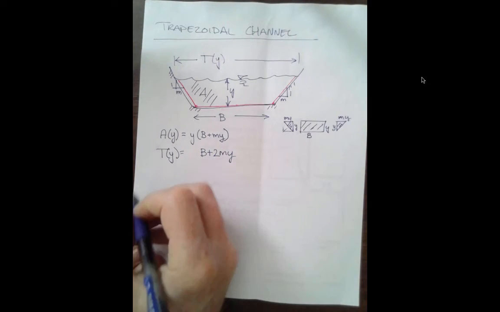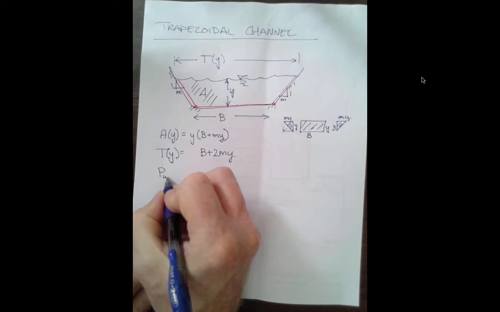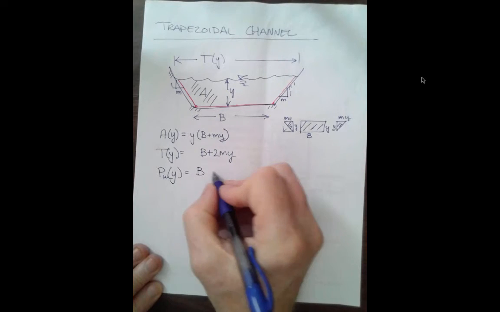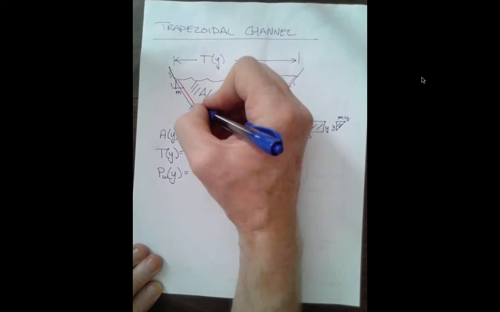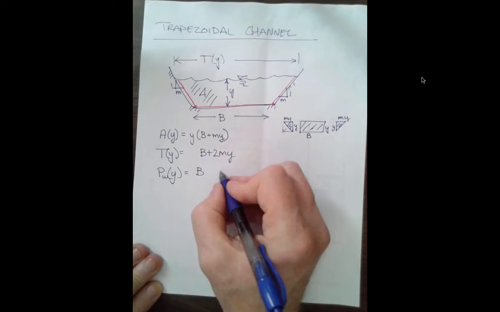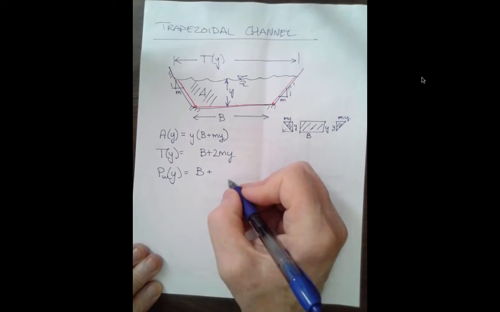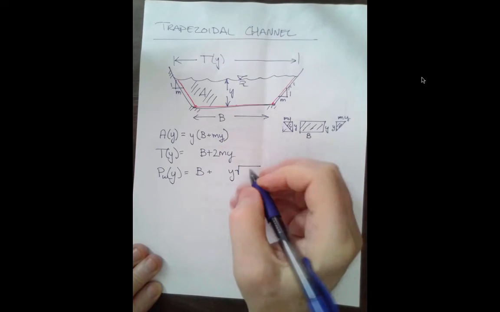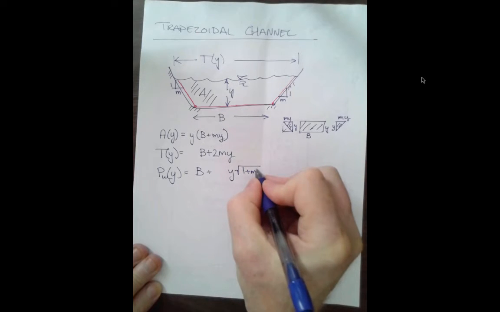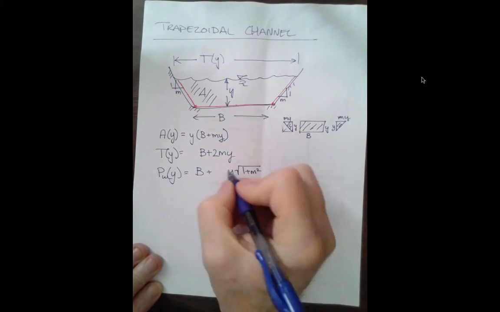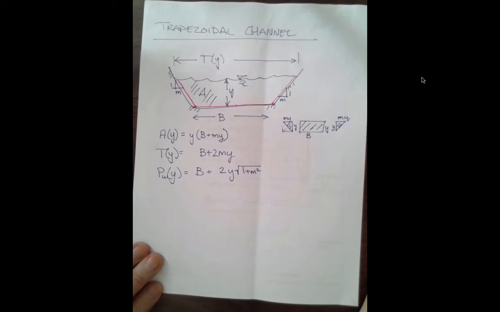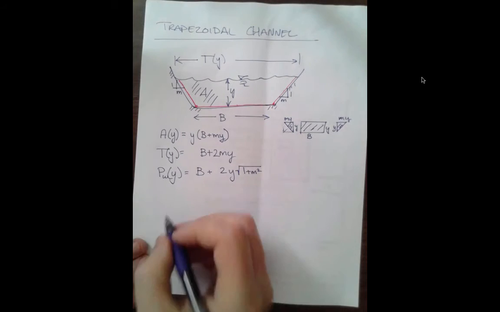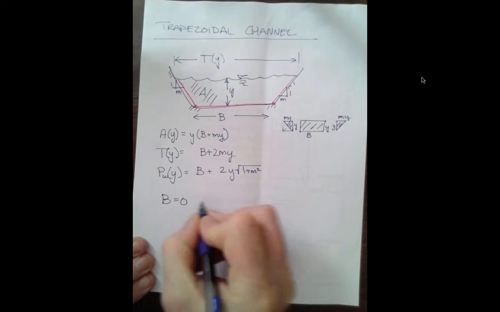The wetted perimeter as a function of y has the b part plus that hypotenuse plus that hypotenuse. So one of those hypotenuses is y times the square root of 1 plus m squared. So that's the Pythagorean theorem. And there's two of them. So there's our hydraulic elements for the trapezoidal channel. Special cases, b equals 0, then you have a triangle.